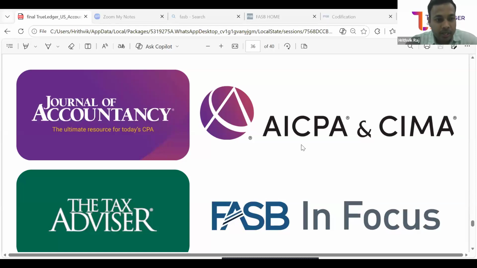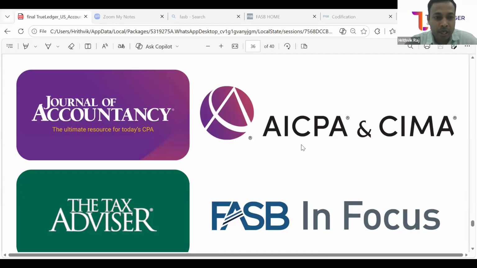Now the next session is about how we can stay updated. Certain changes are happening rapidly, and we need to keep up with them. In India, we read accounting standards and announcement publications, and we keep abreast of what the changes are.